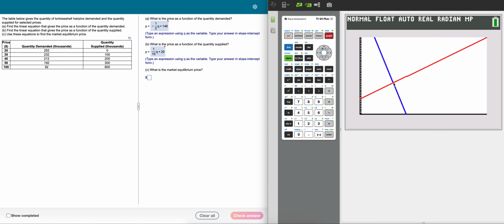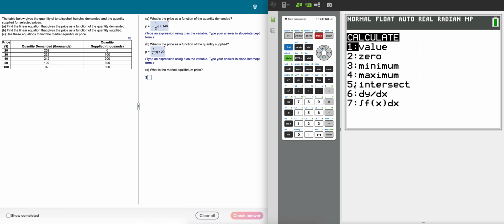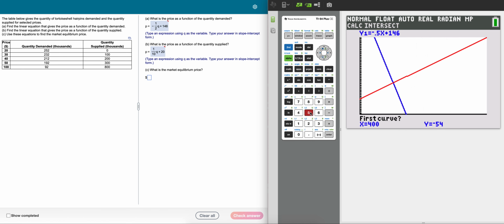here's my point of intersection. This is what I'm looking for. To find that point of intersection, I'm going to hit second trace. That takes me to the calculate menu. And I'm going to choose number 5 because I want to find the point of intersection. Let me get my cursor. Oops, wrong direction. Eventually we'll get to where I want to be. There we go.